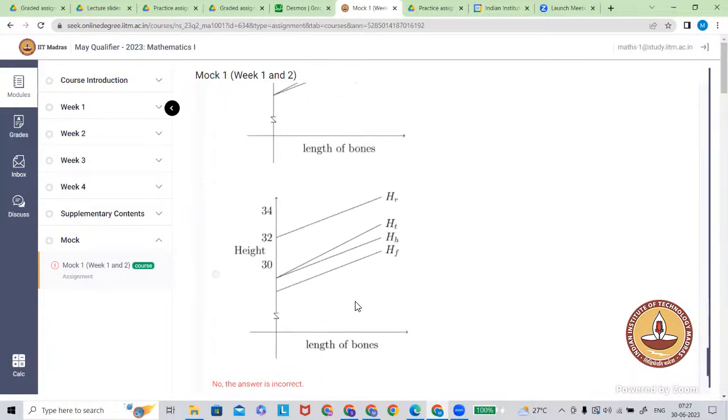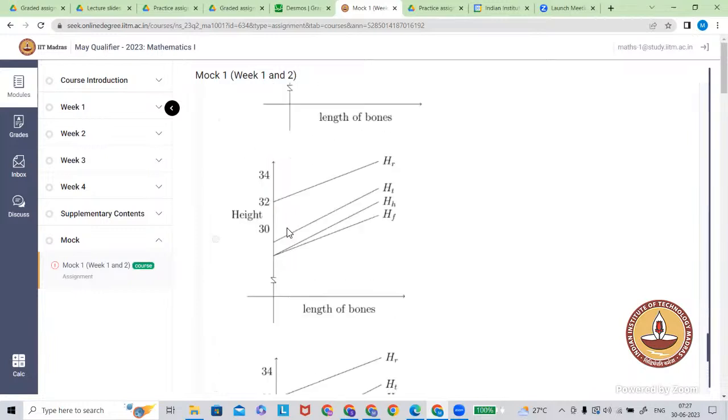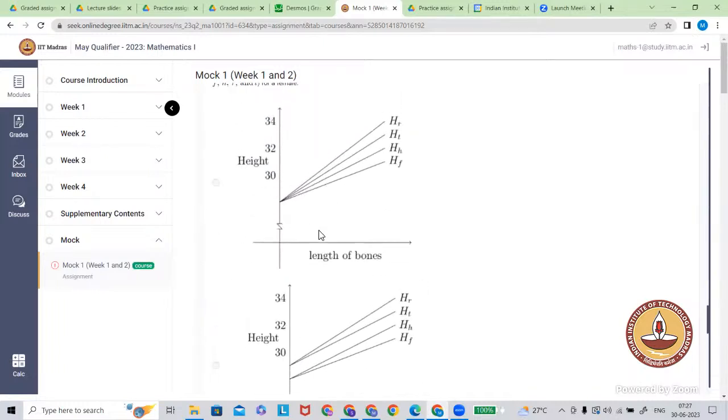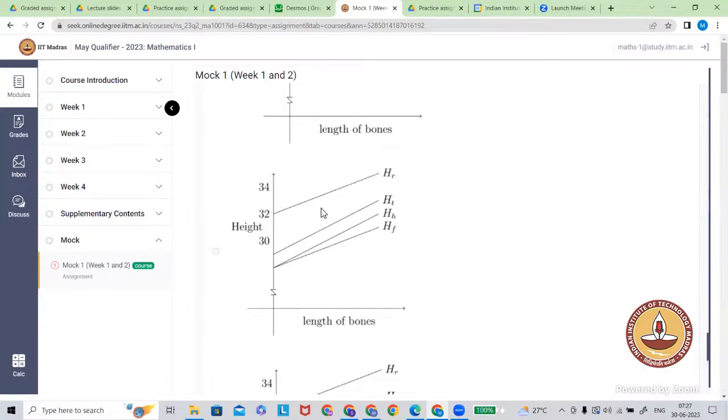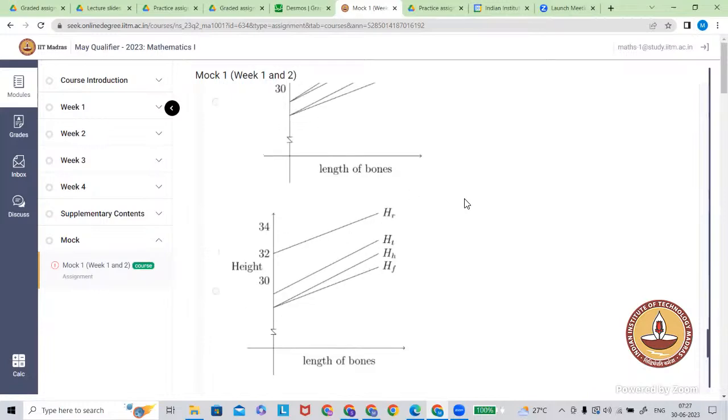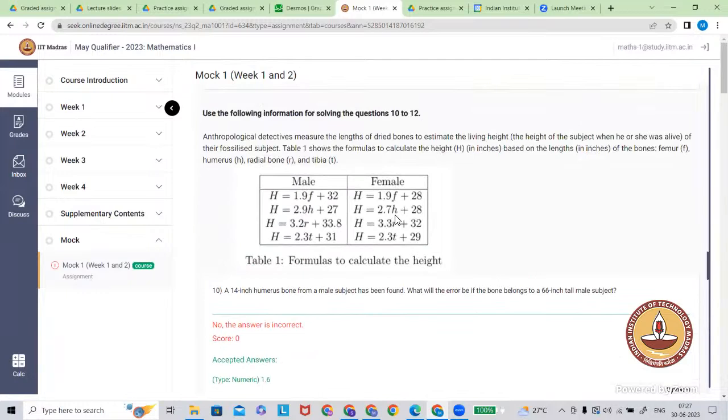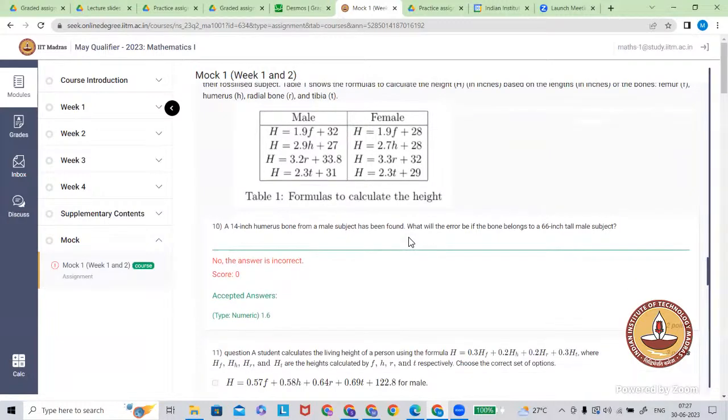As you can see, 32 is here. After calculating HR, HR is going to be above all. For the others, you need to go with HT or HF. HF is 2.7 and HT is 3.3, sorry, HT is 2.3, 29 and 28. The y-intercept tells you that HT is above.